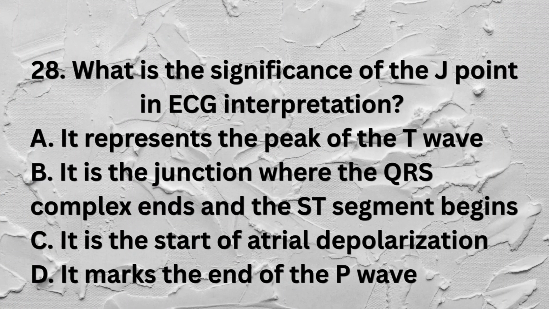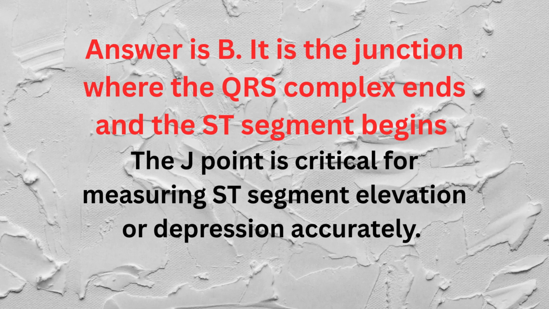What is the significance of the J point in ECG interpretation? A. It represents the peak of the T wave. B. It is the junction where the QRS complex ends and the ST segment begins. C. It is the start of atrial depolarization. D. It marks the end of the P wave. Answer is B. It is the junction where the QRS complex ends and the ST segment begins. The J point is critical for measuring ST segment elevation or depression accurately.